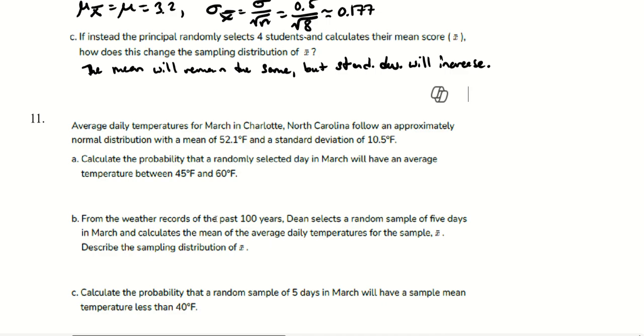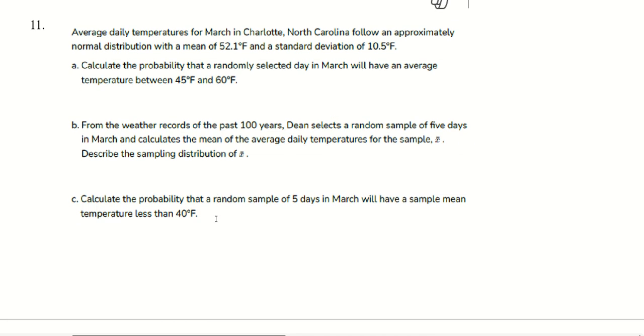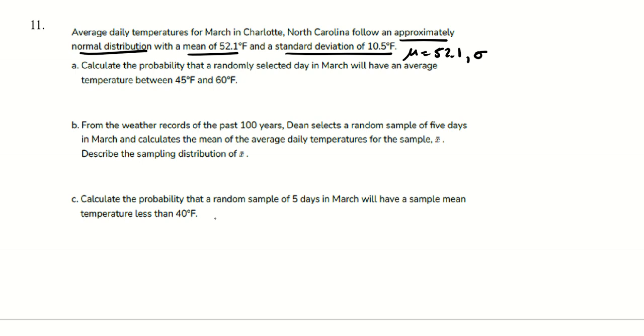Okay? All right. So the average daily temperatures of March in Charlotte, North Carolina, follow an approximately normal distribution with a mean of 52.1 and a standard deviation of 10.5. Okay, so we got mean, standard deviation. Calculate the probability that a randomly selected day in March will have an average temperature between 45 and 60.